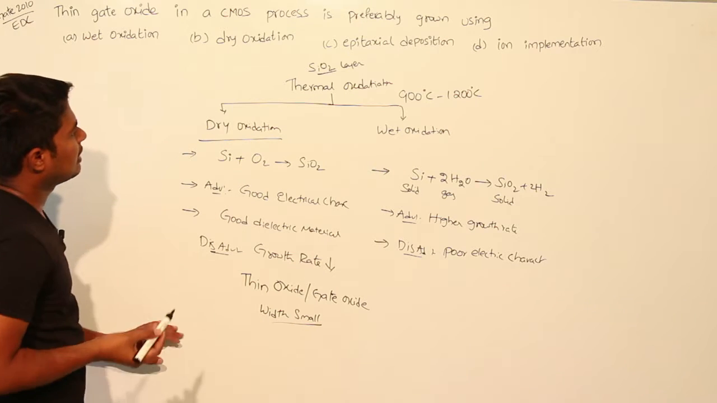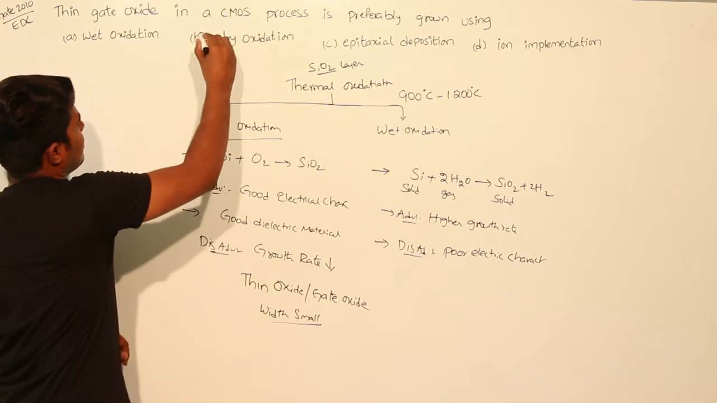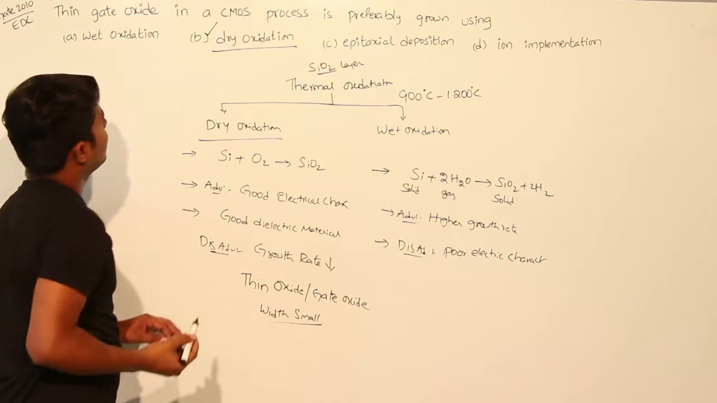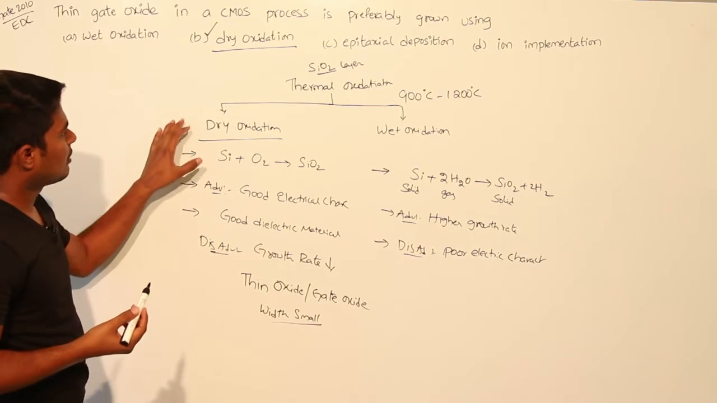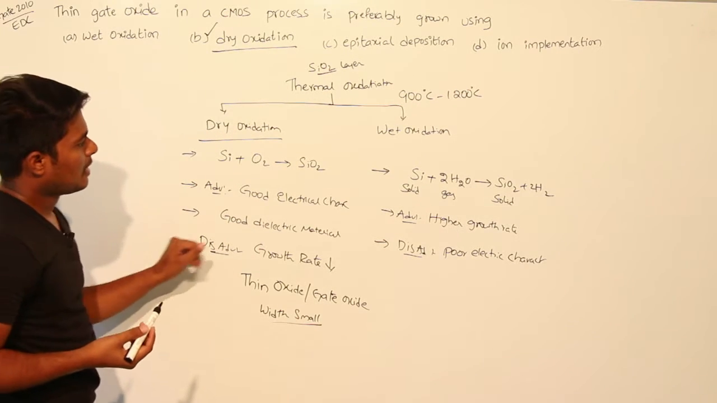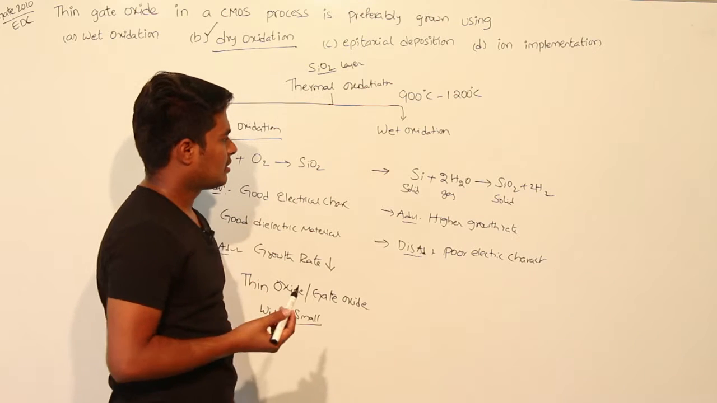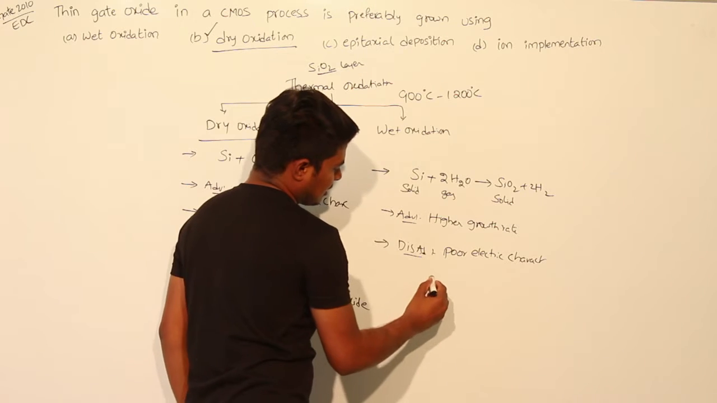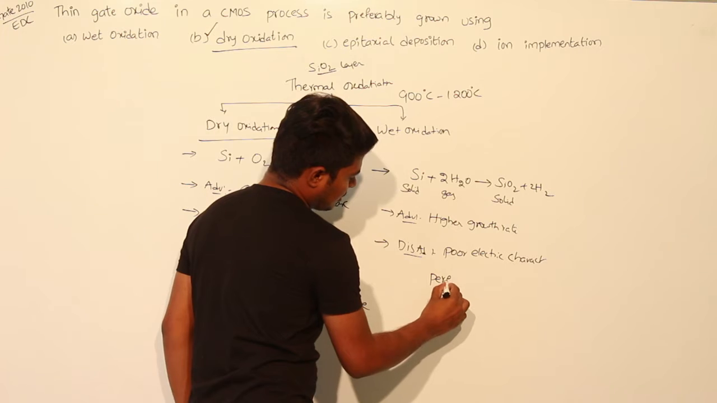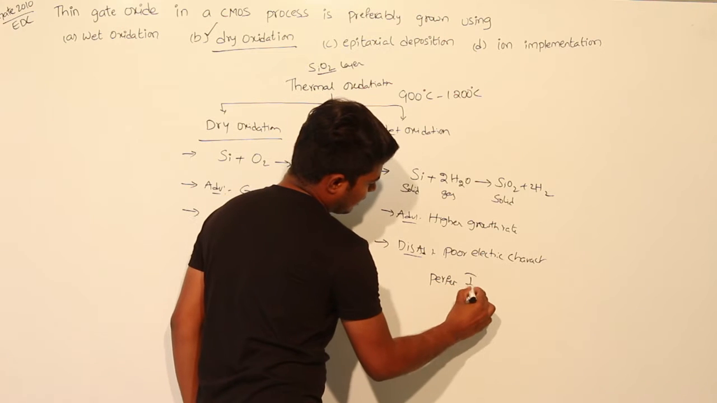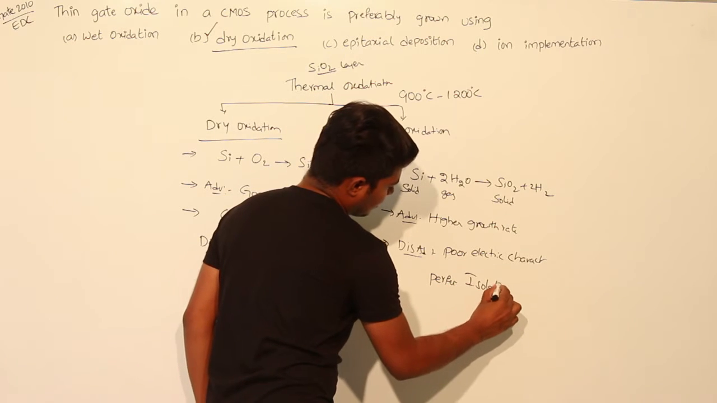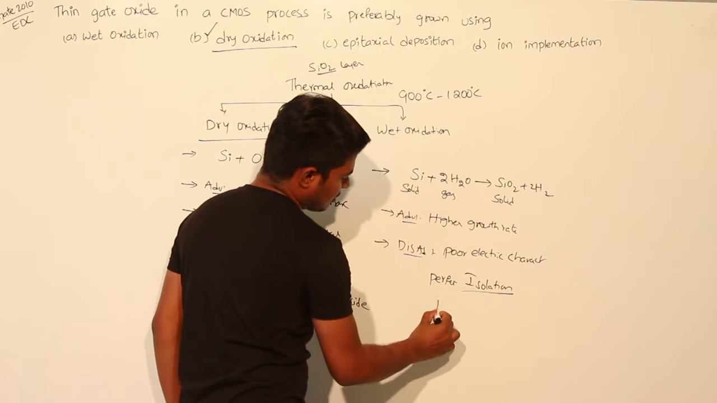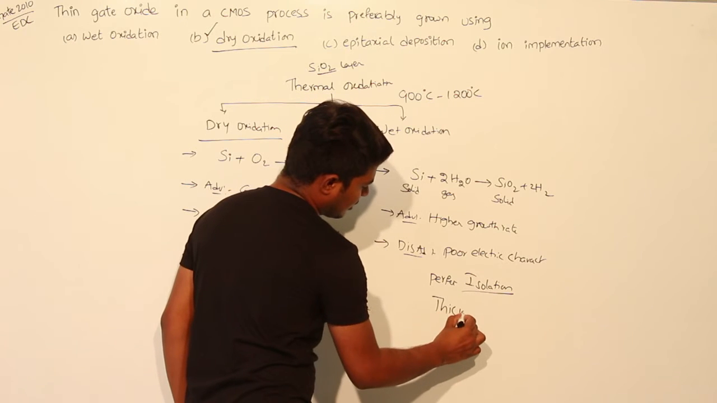So for this question the answer is dry oxidation itself. The gate oxide in a CMOS process is preferably grown by dry oxidation. Why not wet oxidation? Wet oxidation acts as perfect isolation, because it is also called thick oxide.